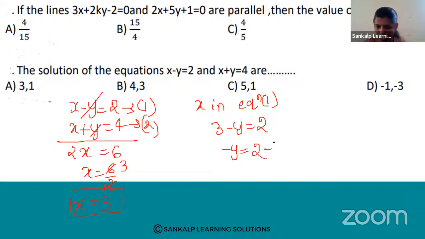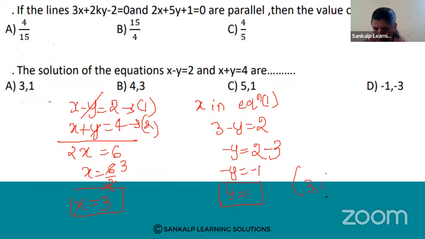Transfer this 3 to this side. It becomes minus 3. Minus y is equal to 2 minus 3. 2 minus 3 is minus 1. So minus 1. Minus minus will get cancelled. Finally, you will get y is equal to 1. That means x value is 3 and y value is 1.